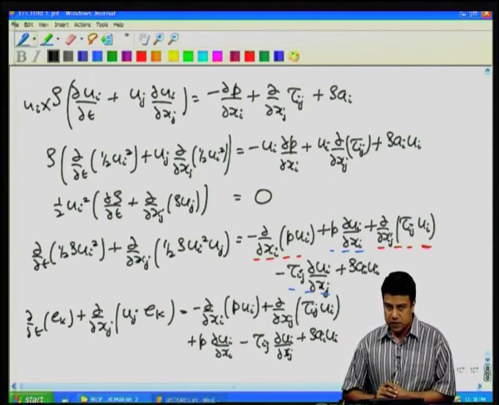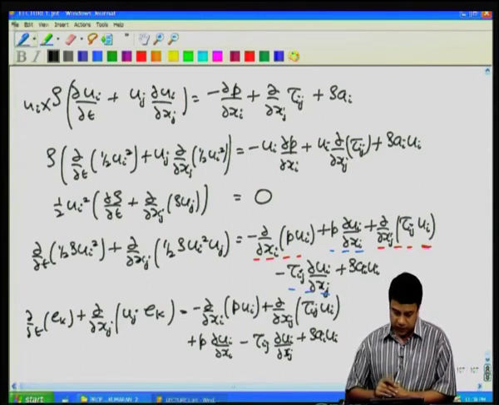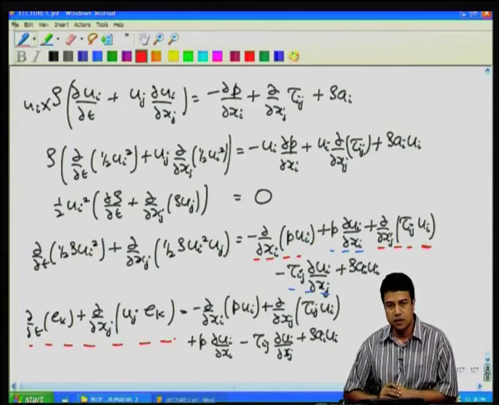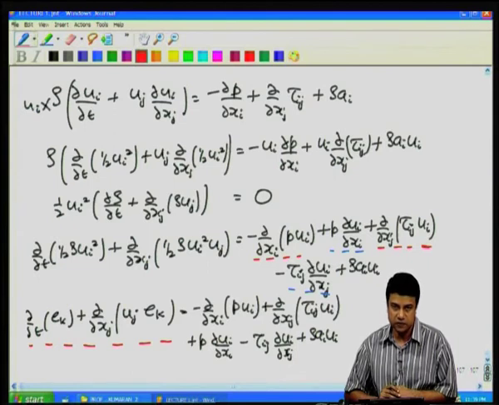Let us look at the physical interpretation of all of these terms. On the left hand side I have partial by partial t of the kinetic energy plus partial by partial x_j of u times the kinetic energy. By Leibniz rule, that is the kinetic energy change in a moving differential volume of fluid. Okay.